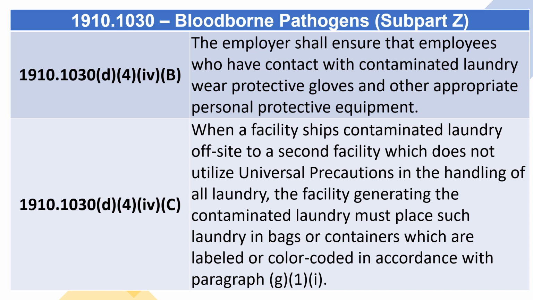1910.1030(d)(4)(ii)(C). When a facility ships contaminated laundry off-site to a second facility which does not utilize universal precautions in the handling of all laundry, the facility generating the contaminated laundry must place such laundry in bags or containers which are labeled or color-coded in accordance with paragraph (g)(1)(i).